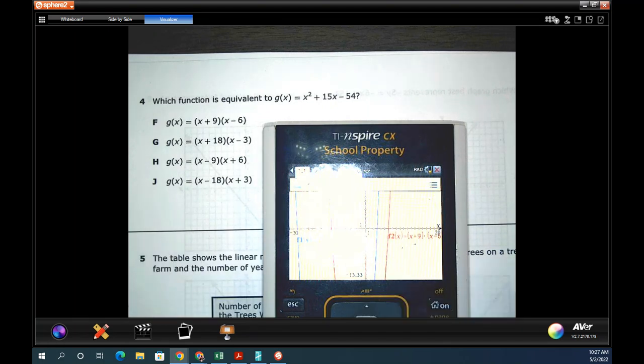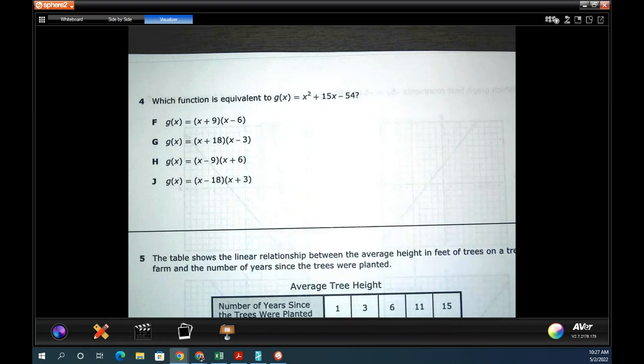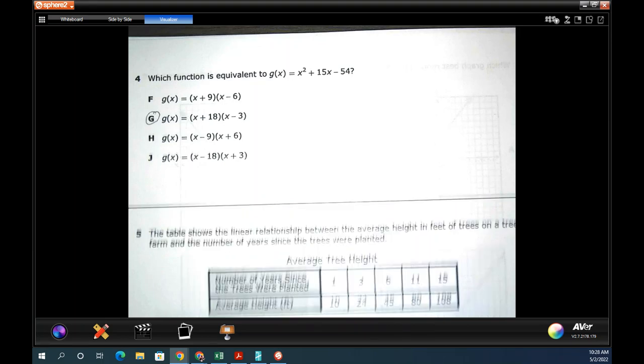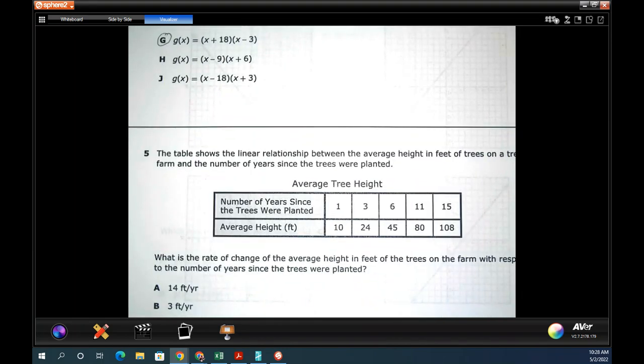Hit tab. This one's going to be parentheses x plus 18, close parentheses, parentheses, x minus 3. Hit enter. Is that the same graph? Guess what? Is that our answer? Yes or no? Yeah. You can do it that way. Just remember to hit tab. Or you can do this.